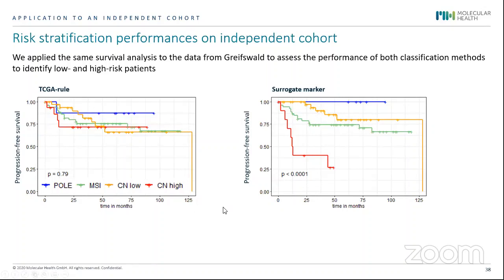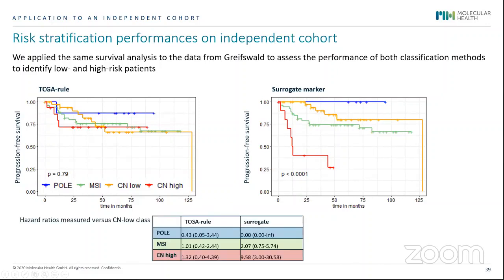So Kaplan-Meier curves are great to lie with. So we look at the hazard ratios. They actually confirm this. So the TCGA rule just completely not performs, in particular, not to identify the high-risk patients, while the surrogate marker-based classification identifies low-risk cases and high-risk cases very, very well.